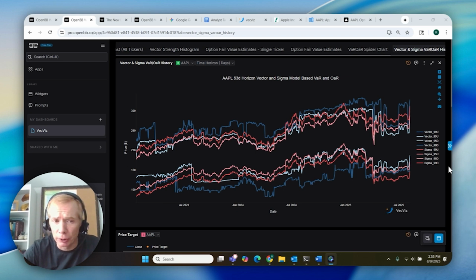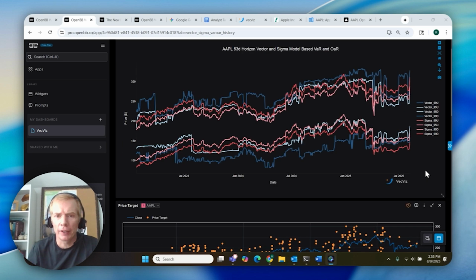The vector model in blue, in contrast, is stochastic or random in its movements. It's jumpy. It's asymmetric to the upside and downside. It's asymmetric between the 95th and 99th percentiles on the upside and the downside. So it's much more volatile, as volatility itself is. So we have these probability models going back to January 2023.